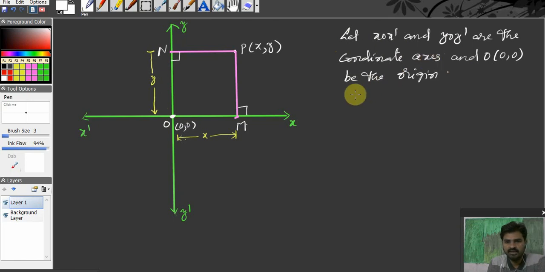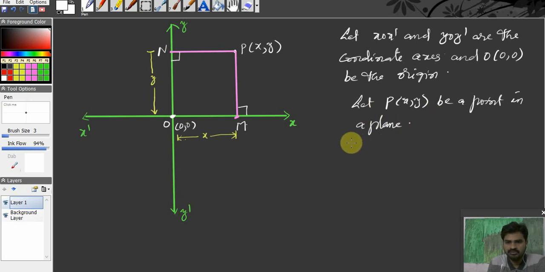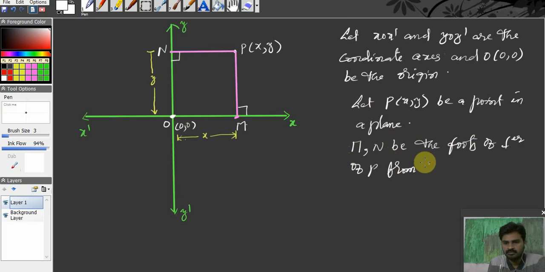So what we had done here: let P(x, y) be a point in a plane. After taking the point, we draw the feet of the perpendiculars. That means let M and N be the feet of the perpendiculars of P to both axes.